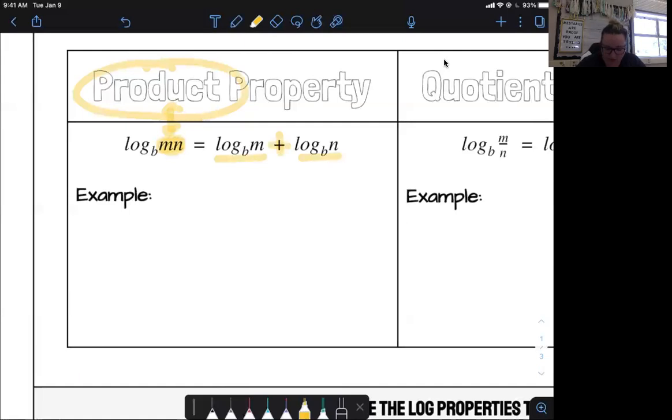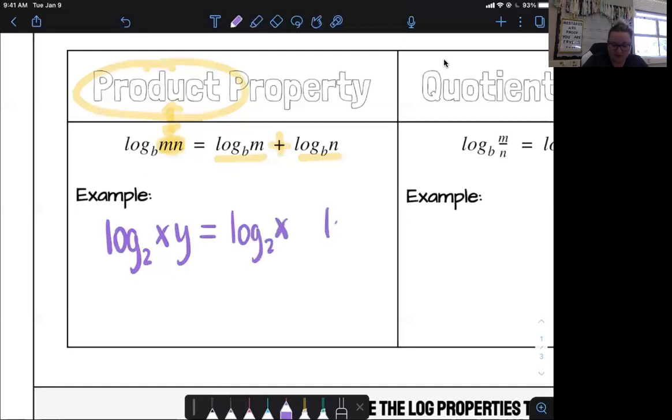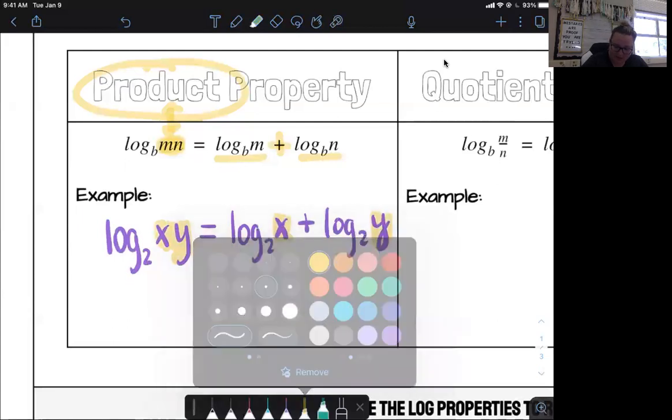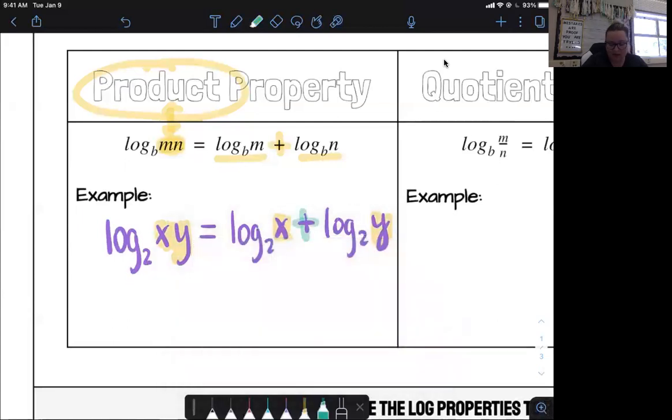So here's another example of what that could look like. Let's say that we have the log base 2 of x times y, or xy, and that would be equal to the log base 2 of x and the log base 2 of y added together. So the log base 2 of x plus the log base 2 of y. So notice that x and y were being multiplied in the same log. They each got their own logs with a plus sign in between, and the base 2 is the base of both of those logs.